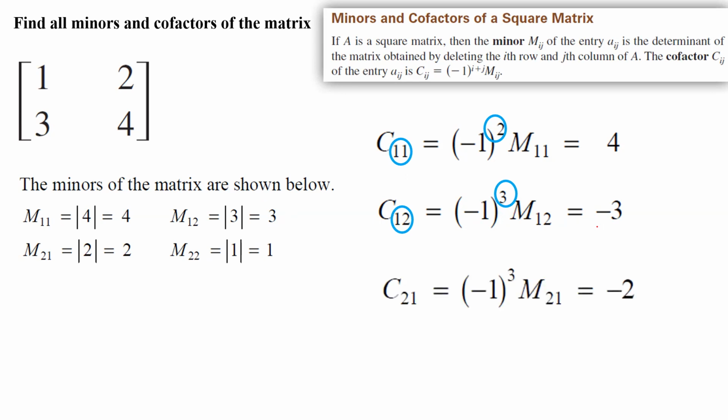Now for the cofactor for the second row and the first column, this is equal to -1 to power 2 plus 1, which is 3, times the minor for the second row and the first column that we calculated on the previous page, which is 2. So since -1 to power 3 is -1, -1 times 2 gives you -2.